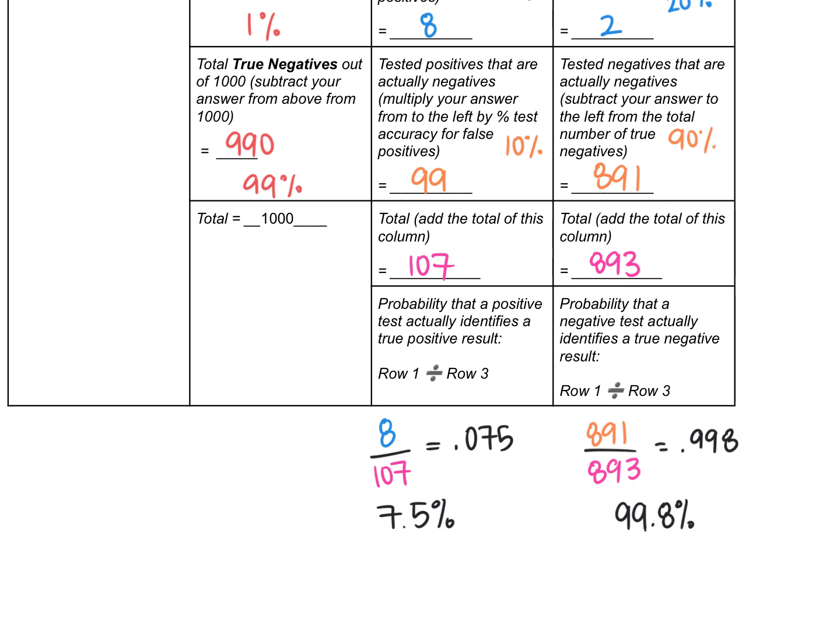And then on the reverse side of things, the probability that a positive test actually identifies a true positive result is only 7.5%. So the test isn't that great at identifying people who are actually allergic to cats. So that was our first method.